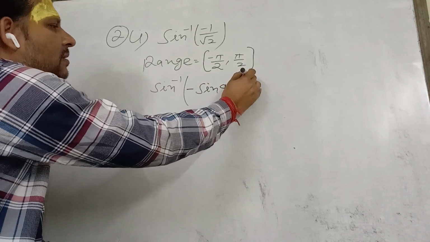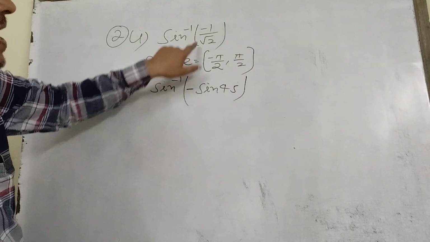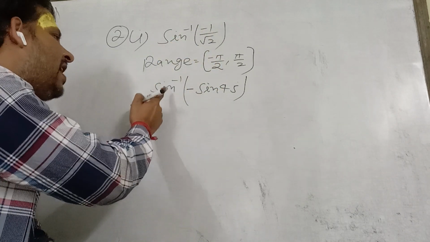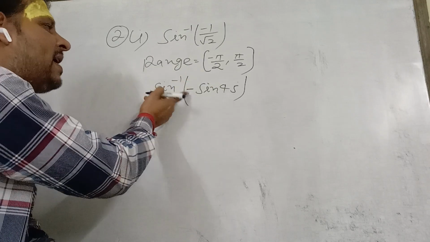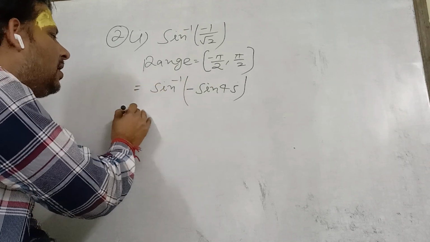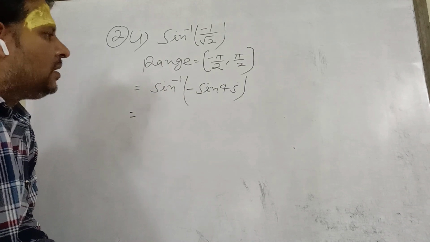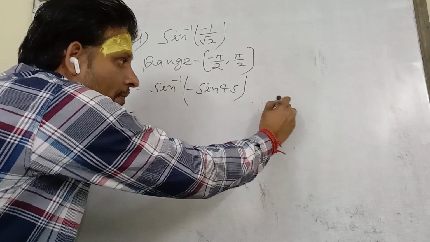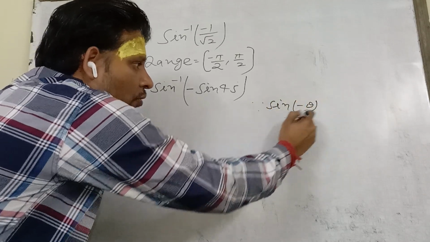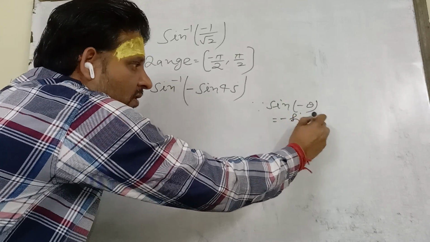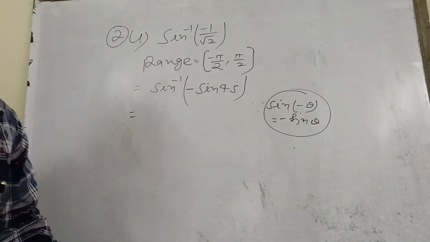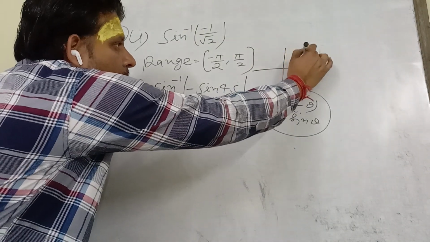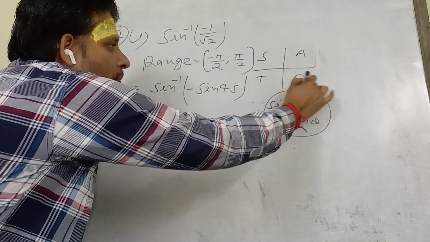Because minus sin 45 value is 1 by root 2. But here sin inverse and sin do not cancel because minus sign is in front of sin 45 degree. So you already know from class 11th that sin minus theta equals minus sin theta, because this line lies in the fourth quadrant. You already know that. I also taught it in class 11th.